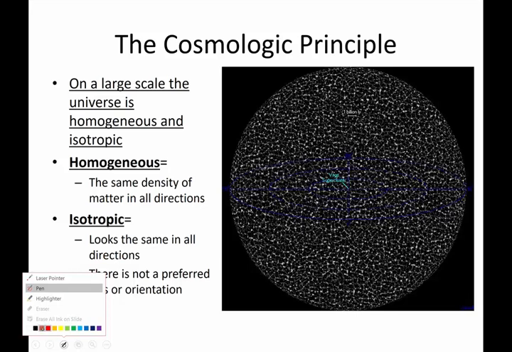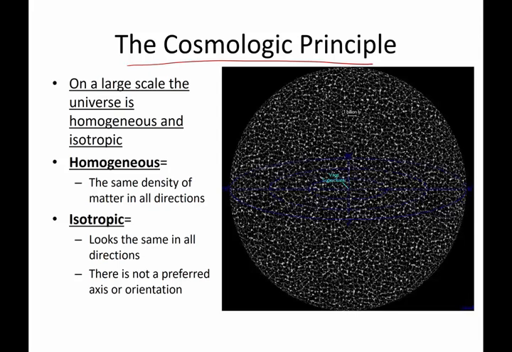As we talk about and study cosmology, cosmology is the evolution and birth and life of the cosmos, the universe. One of the cornerstones of the cosmological principle is this: on a large scale, the universe is homogeneous and isotropic. Okay, what does that mean? Homogeneous means the same density of matter in all directions.